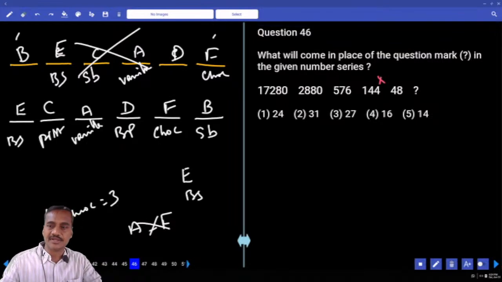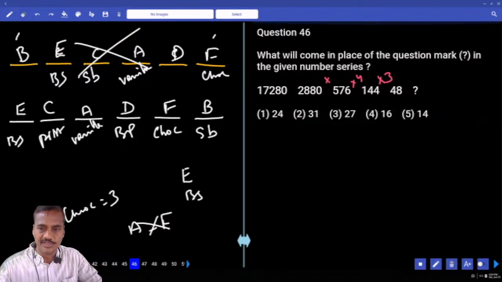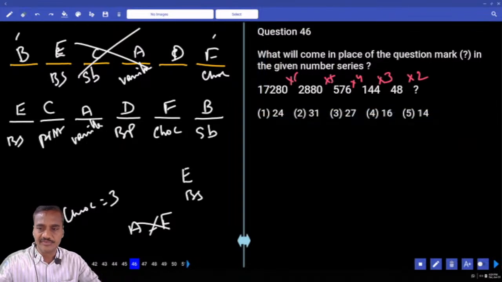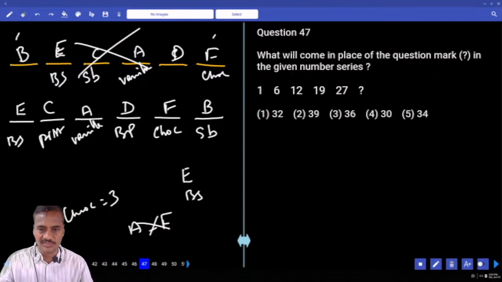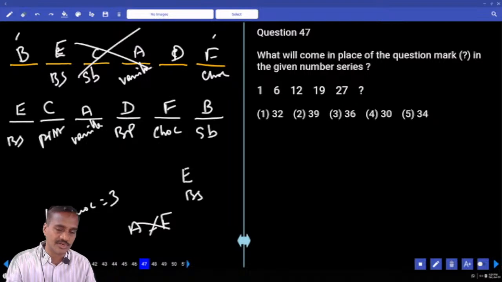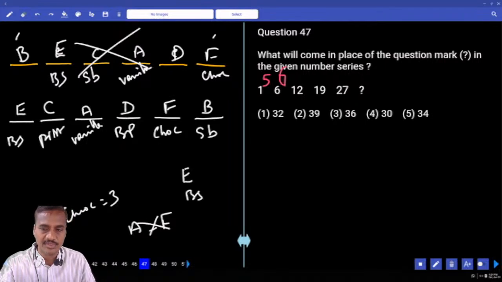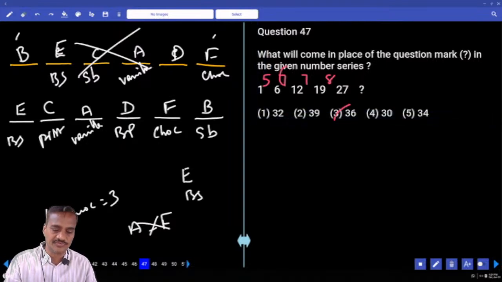Now 48, and this one into 3, into 4. This is 5 and this is 6, so 6, 5, 4, 3, 2. 48 divided by 2 is 24, choice 1. Clear? Then coming to 47. Now in 47, the numbers are increasing at a smaller rate. What are the differences? 5, then 6, next 7, 8, 9. 27 plus 9 is 36, choice 3, 47.